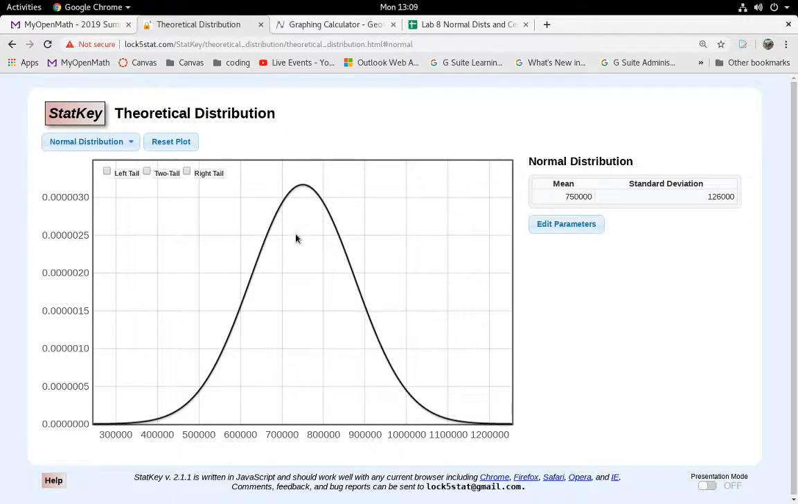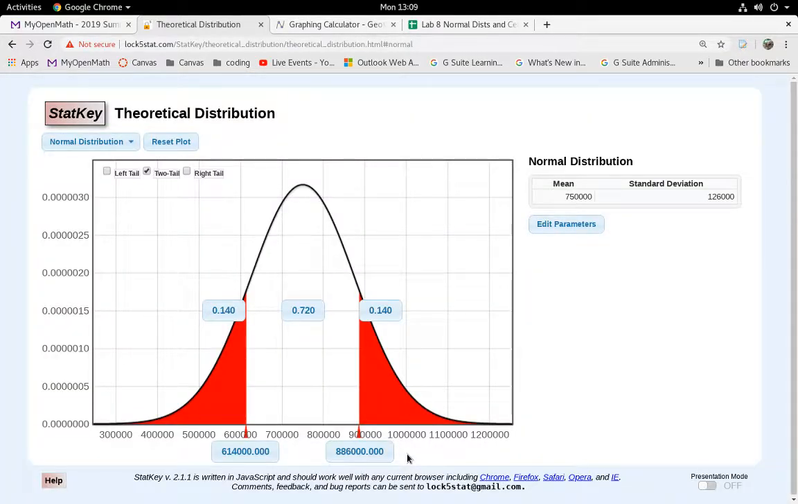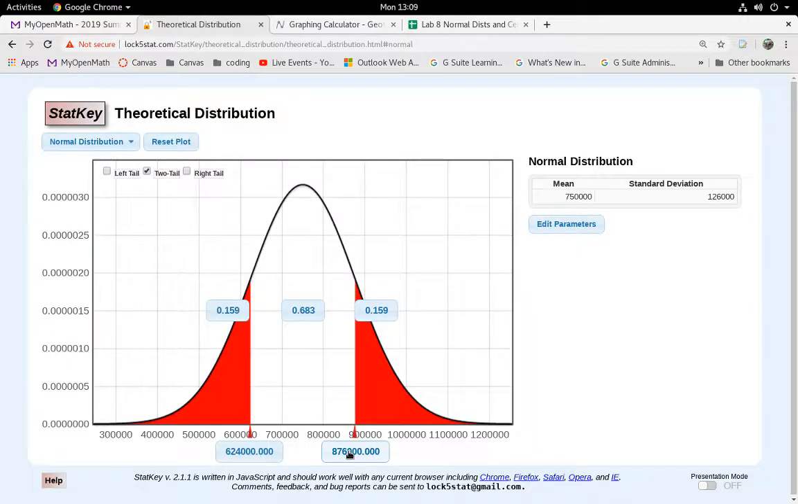If I look one standard deviation on each side, so if I add 126,000 to 750,000, what will that give me? That would give me 886. So two-tail. 886,123. That should be one standard deviation to the right. Ooh, I messed that up. 7 and 1 is 8. It should be 876. 876,123. So that's one standard deviation to the right.